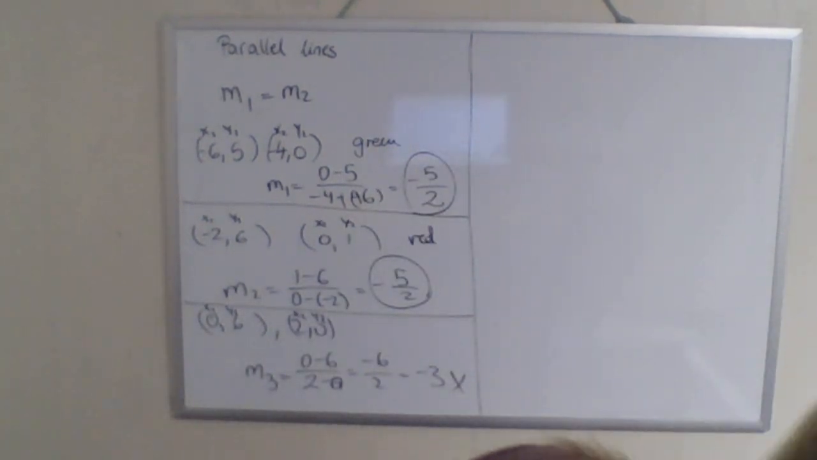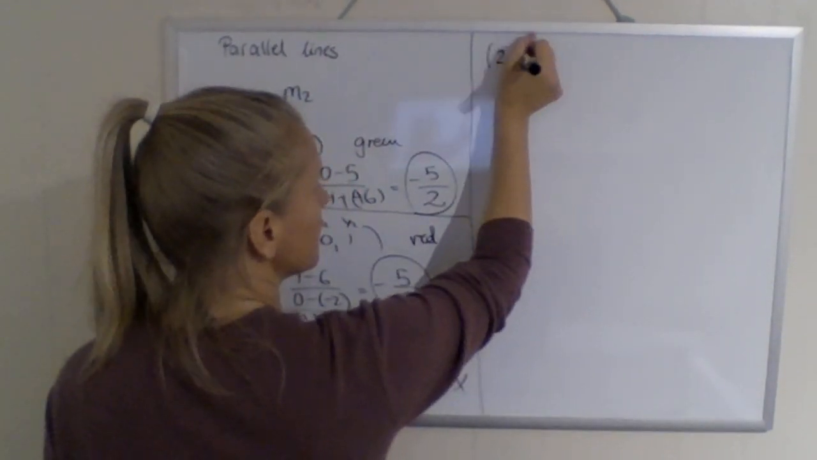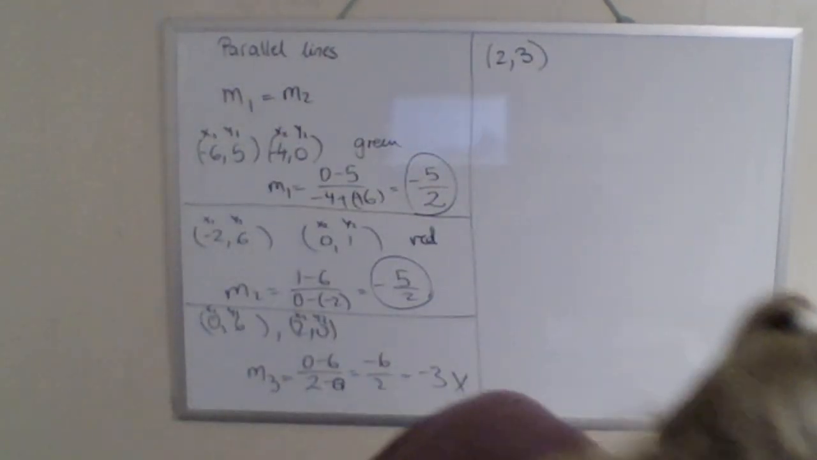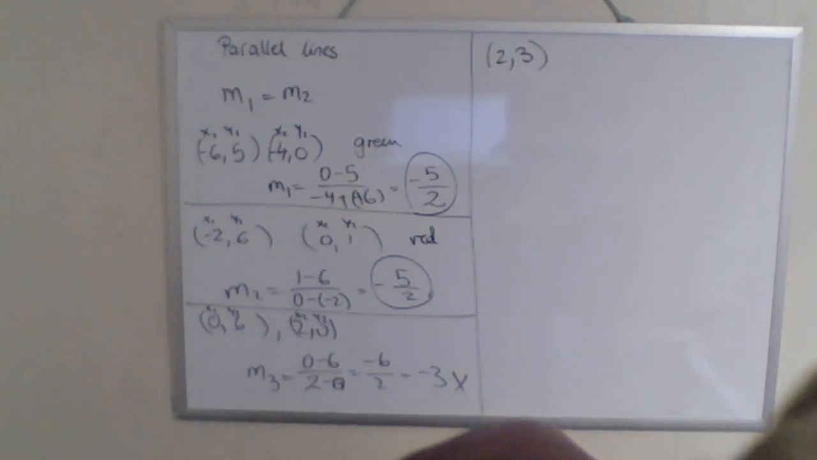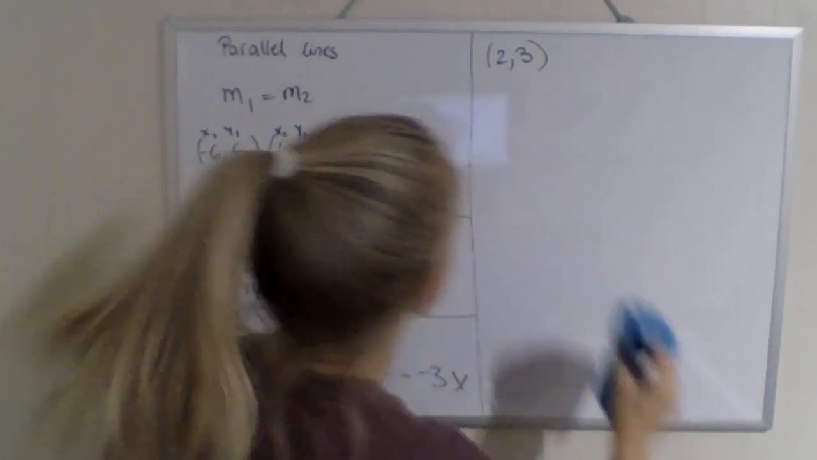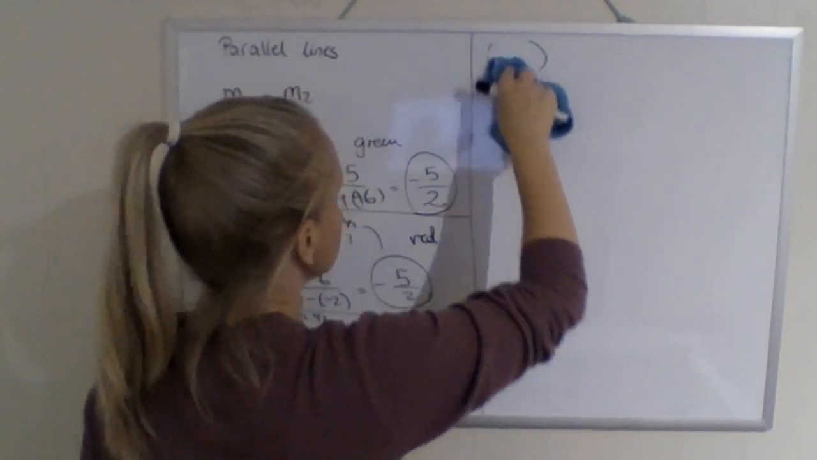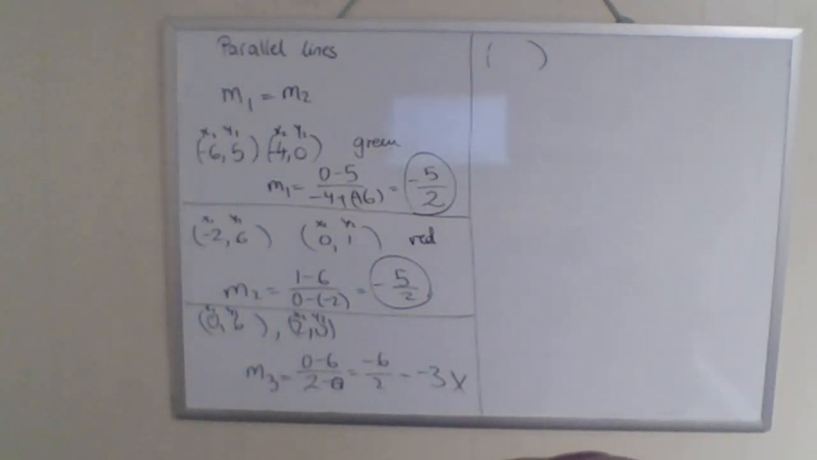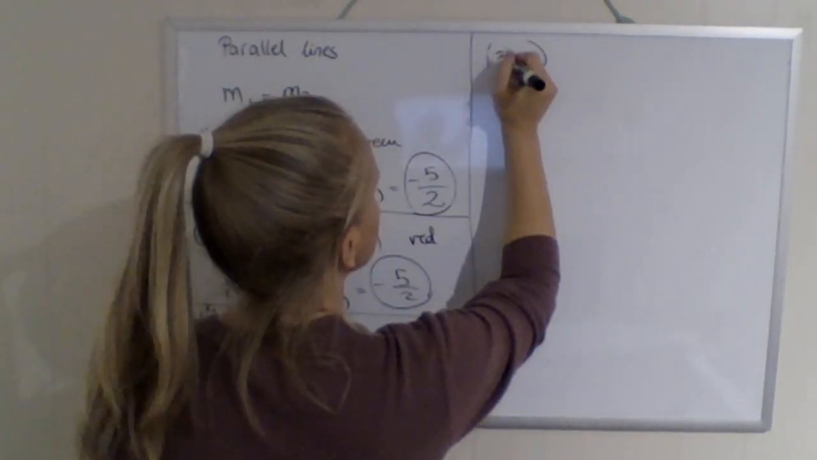The next type of problem we talked about with parallel lines was write the equation of a line that goes through 2 and 3. So I know it goes through that point. And it has, oh, we already did this. I'm sorry. It goes through the point, let me write this. It goes through the point 3 and 2, sorry.